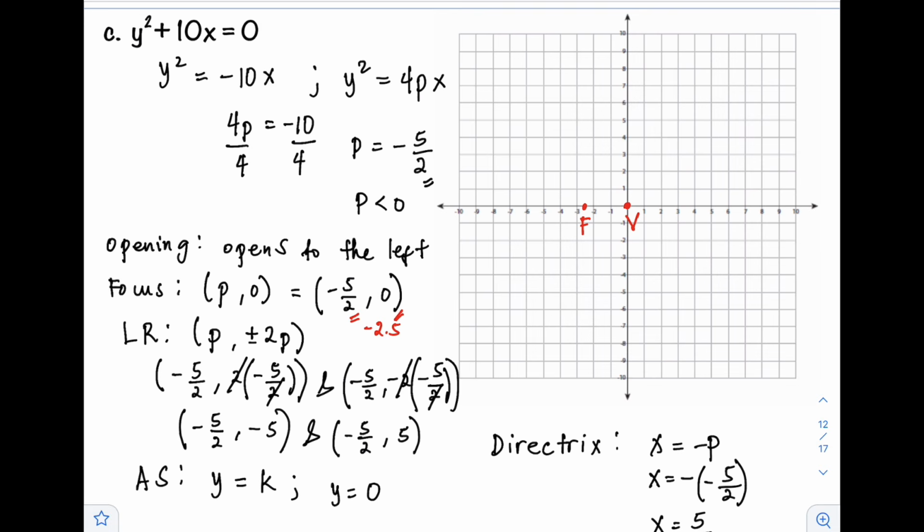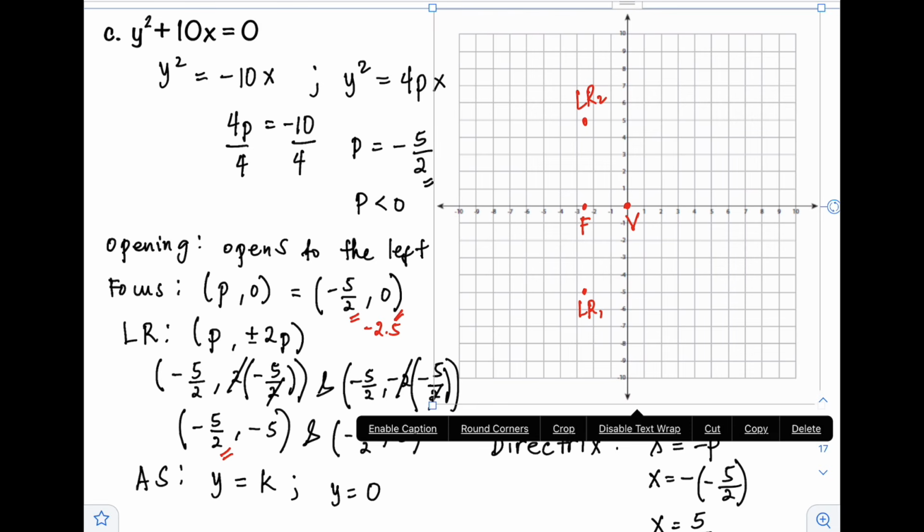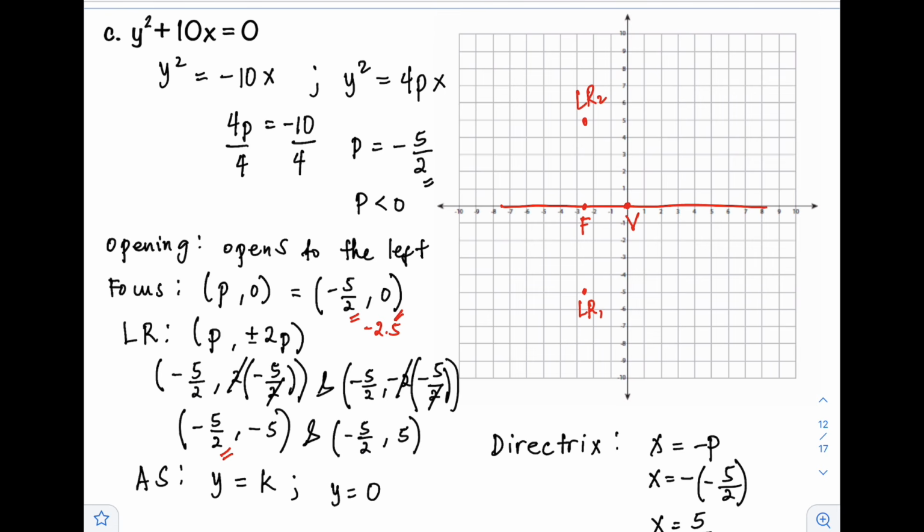Alright, so next is, pwede na nating i-plot yung ating latus rectum. We have (negative 5 over 2 or negative 2.5, negative 5). So, nandito yan sa may bandang baba ng ating focus. Then, yung (negative 2.5, 5) nasa may taas ng ating focus. Okay? So, next is yung ating axis of symmetry na makikita kay y equals 0. So, that is horizontal line na dadaan doon sa ating vertex. So, yan yung parang pinaka-mirror ng ating parabola.